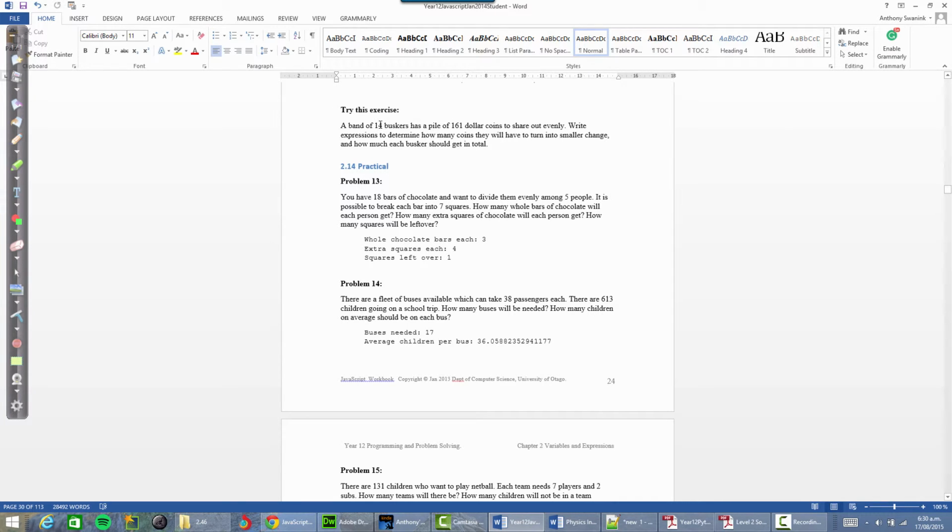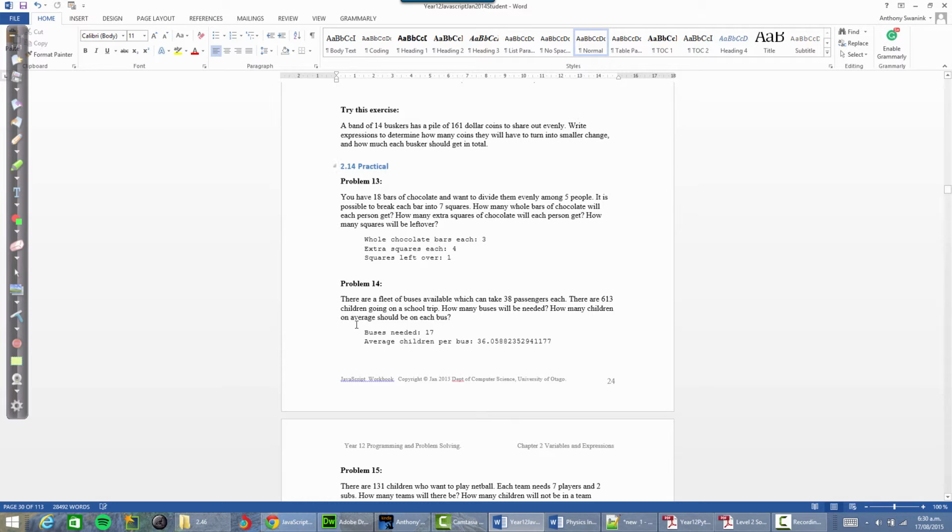So I think the method will be: how many whole times will 14 go into 161, and then we want to know how many coins are left over. They say here that those are the ones we're going to turn into smaller change. Well, we could turn them into smaller change, or we could just put them into the kitty, like I said, and keep it for the following week. Alright, so how do we do that?